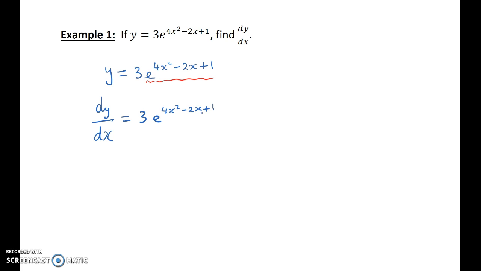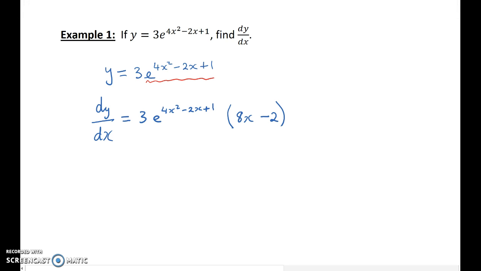You then have to do the extra step, which is to multiply all of that, so you put it in parentheses because there's going to be more than one term in your answer here, by the derivative of the power. So now you differentiate the power and put the answer here in parentheses. If we differentiate the power, 4x squared becomes 8x, minus 2x just becomes minus 2, and plus 1 disappears.